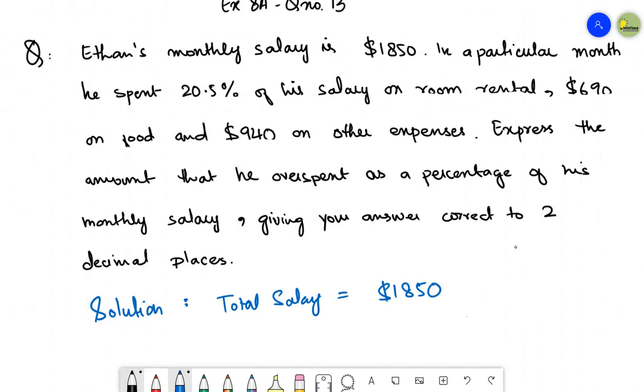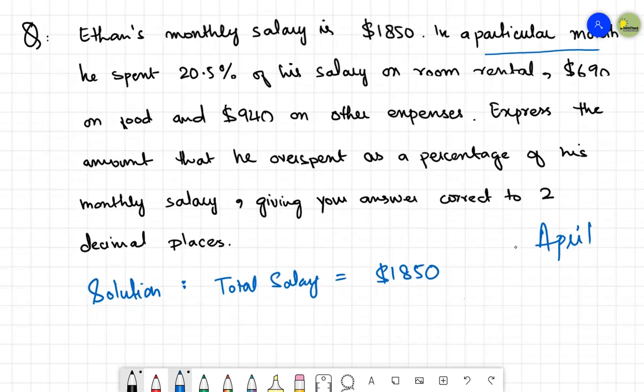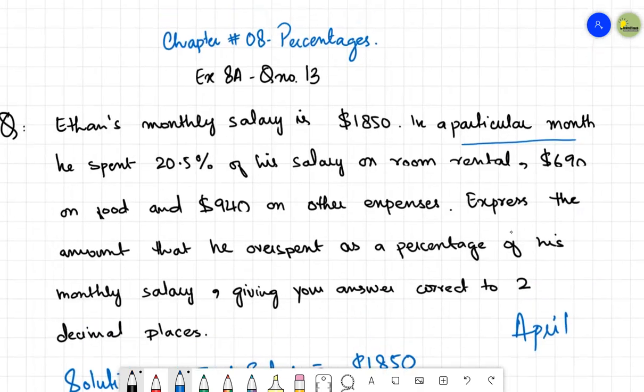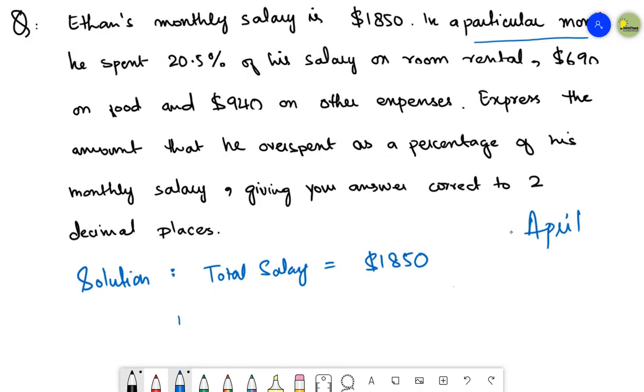$1850. Now, we are talking about a month. There is a month, let's suppose April, May, June. Let's take the example of April. Let's suppose in April, he has expended his money in three different things. Let's talk about in what three different ways he has expended his money. The first thing, he has paid the room rent, amount of room rental.